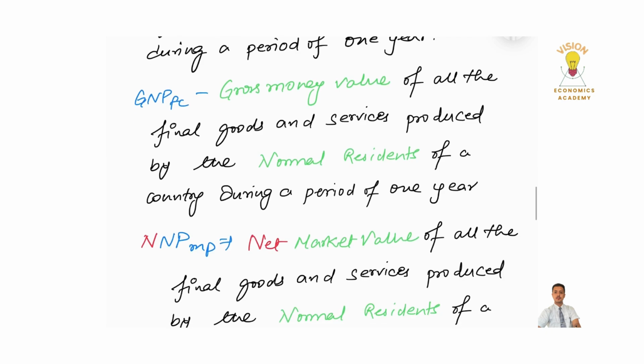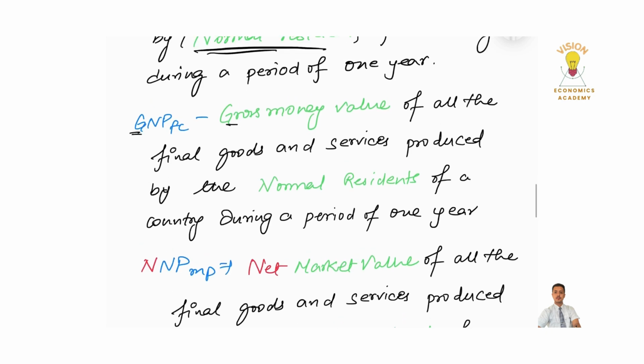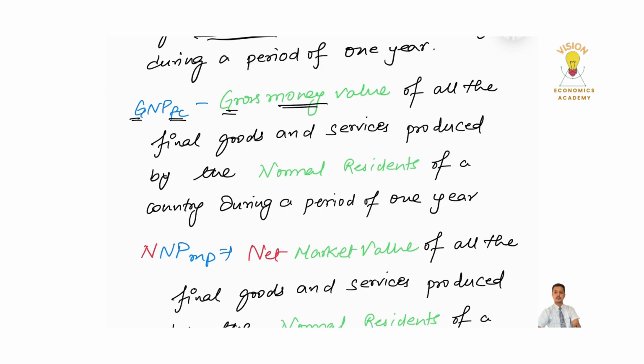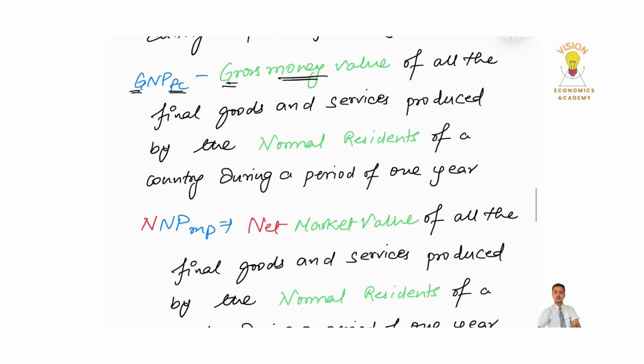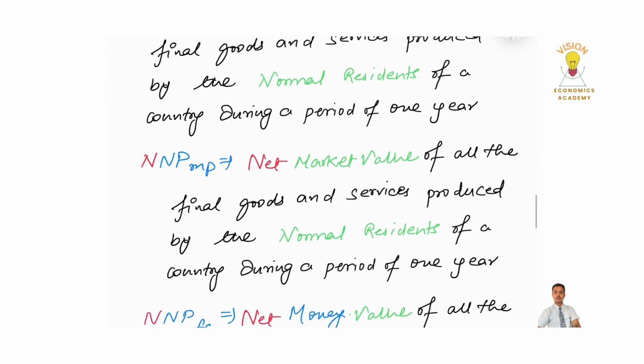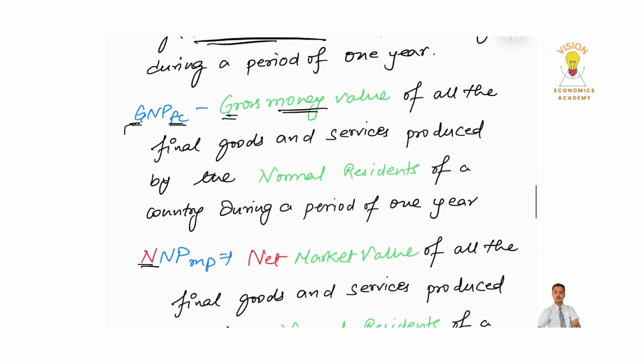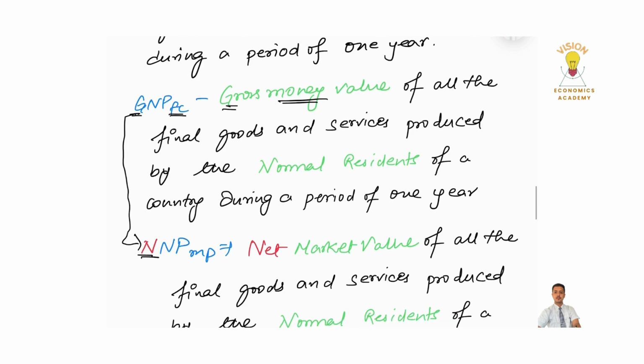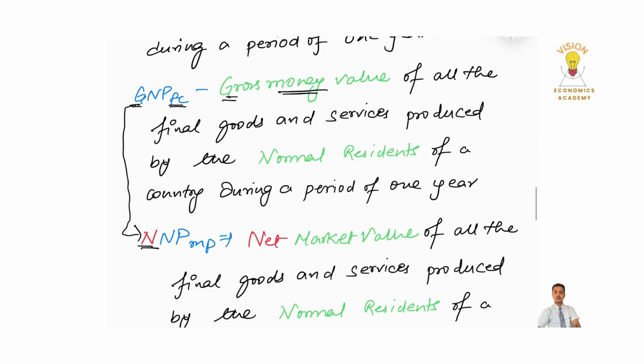Now GNP FC, again gross, since here factor cost is there, so money value instead of market value. So gross money value of all the final goods and services produced by the normal residents of the country during a period of 1 year. Now, what has changed? This one. So again, from gross to net we have obviously deducted depreciation.